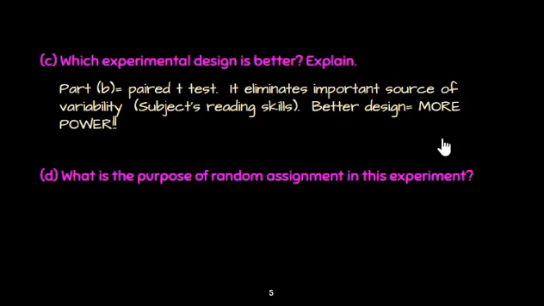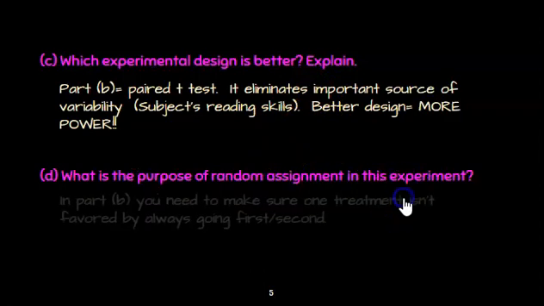But if you do the paired test where their score is compared to themselves, that takes away that one source of variability. Again, it doesn't remove all variability, but that one source of reading skills could be eliminated.